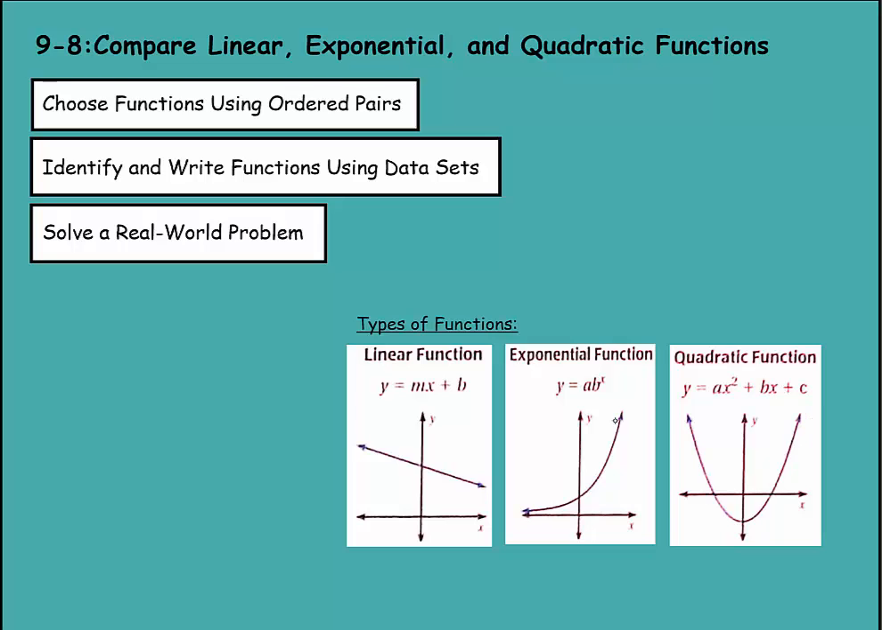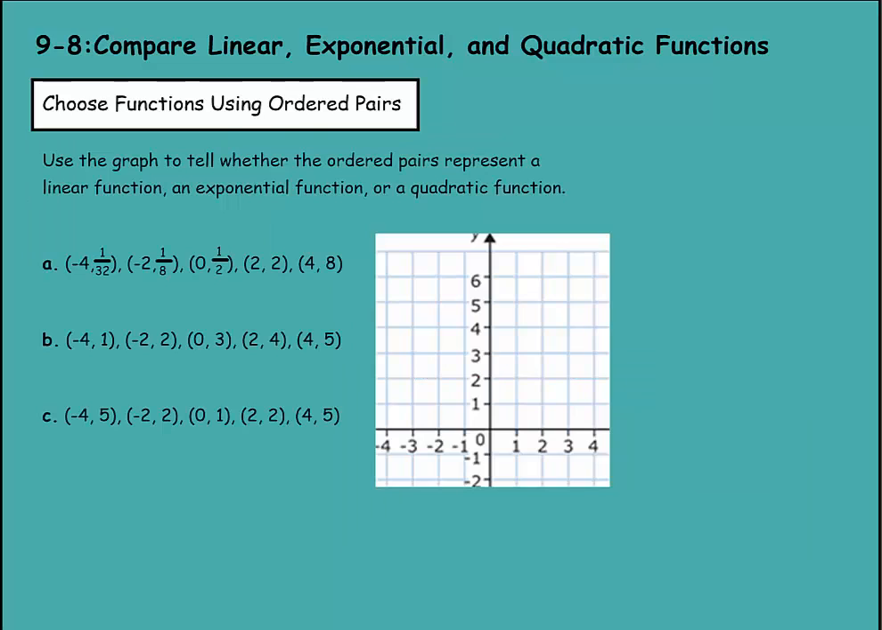Today we're going to use ordered pairs and data sets to determine which type of function is which. So for example, it tells us to use the graph to tell whether the ordered pairs represent a linear function, an exponential function, or a quadratic function. So we could plot these points out and we should be able to tell from the points what it is.